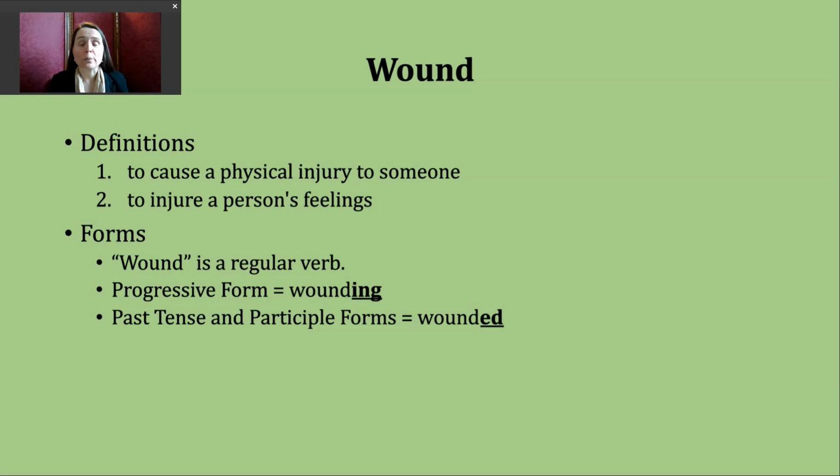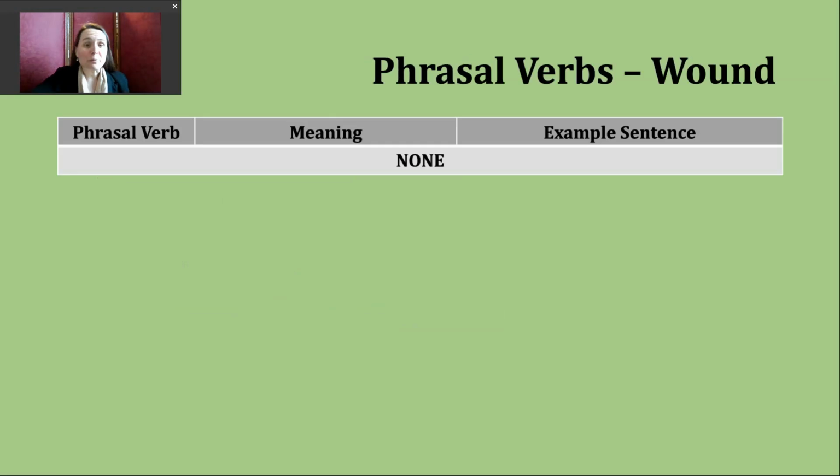Our base verb, wound, ends in a D sound, so our past tense ending is going to make an id sound. We're going to add an extra syllable as we make these past tense and participle forms. So it should sound a little bit like this. Wounded, wounded. Okay. Now, you'll be happy to know no additional phrasal verbs for us to practice today.